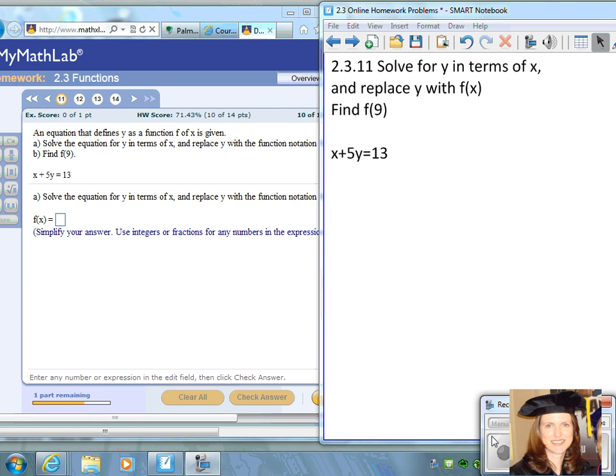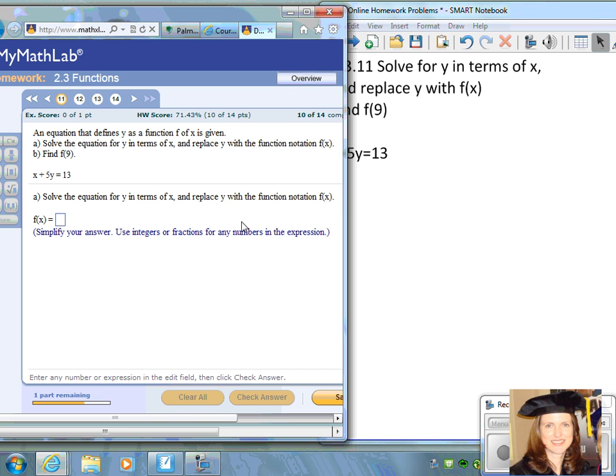Question number 11 from section 2.3, functions. It is the following. An equation that defines y as a function of f of x is given. Solve the equation for y in terms of x and replace y with the function notation f of x. That's part A. And part B is to find f of 9.